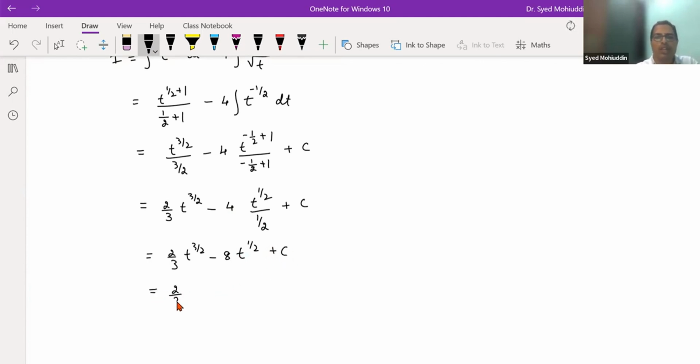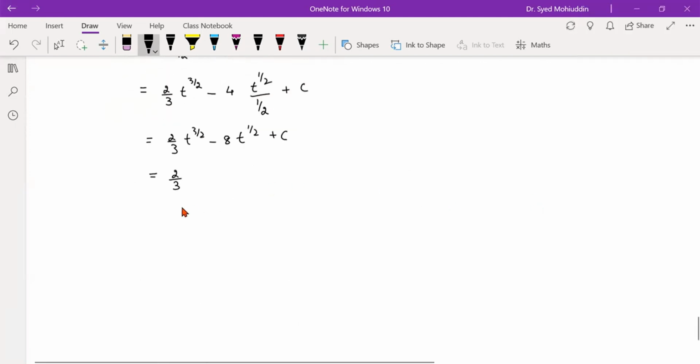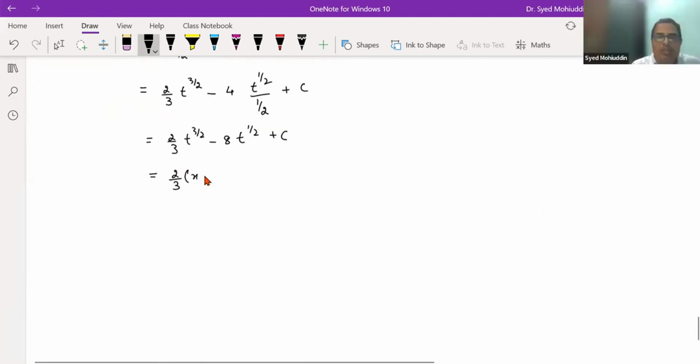But what is the value of t we have taken in this example? X plus 4, am I right? T value is x plus 4. So therefore you have x plus 4 to the power of 3 by 2 minus you have 8 into x plus 4 to the power of 1 by 2 plus the constant c. That will be the required solution.